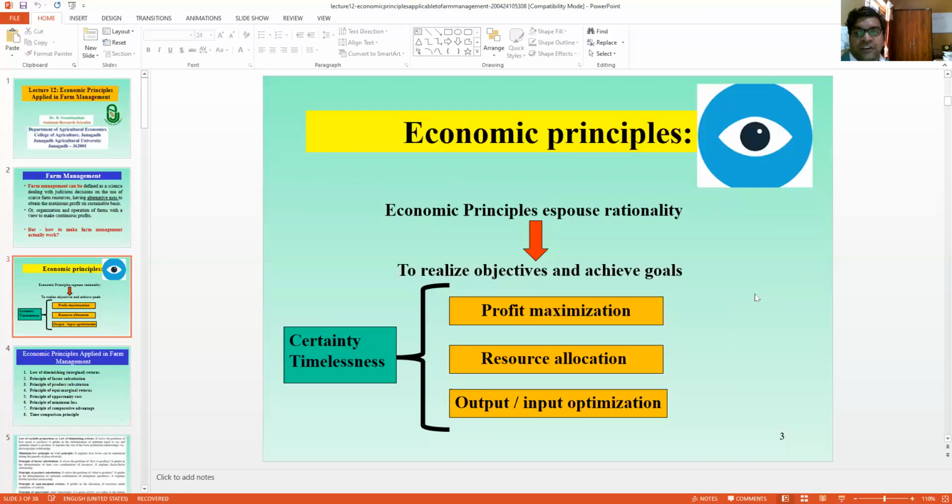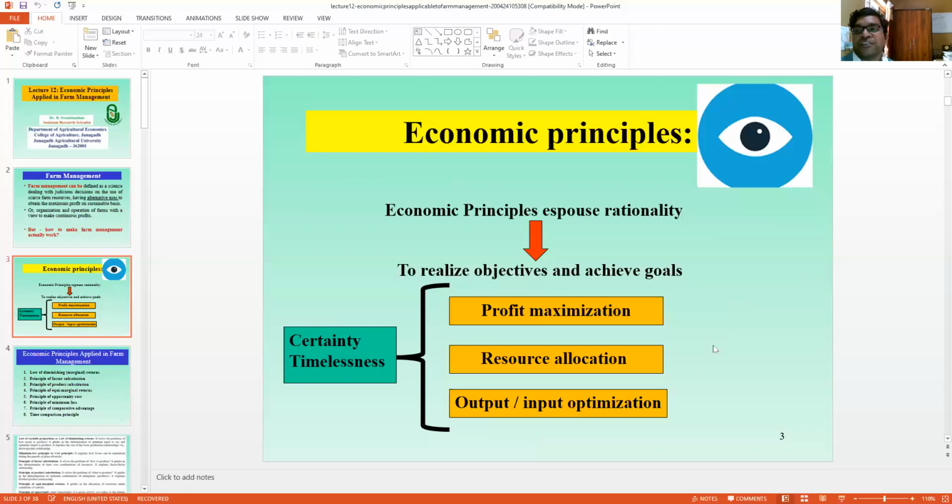So like that, a farmer has to take some logical decisions. Those logical decisions can be taken only with the help of economic principles, right? Why does he have to take all those logical decisions? Because he has to realize objectives and goals. What are they? For example, a farmer can have profit maximization. He can have allocation of resources optimally, or input-output optimization, right? He has to allocate resources rationally, and also he has to go for input optimization and output optimization, right?